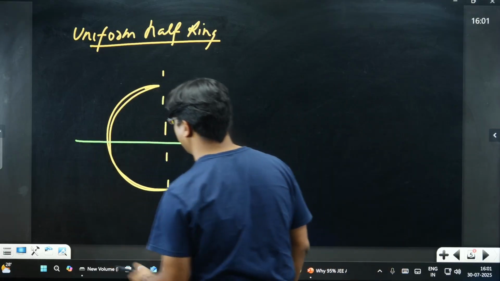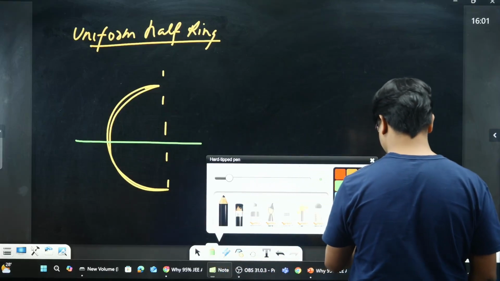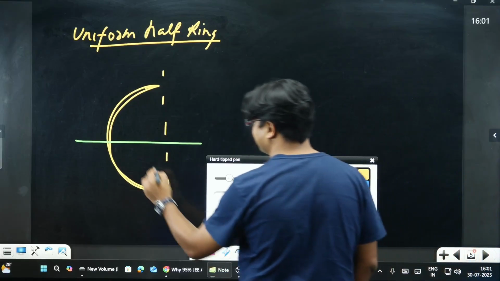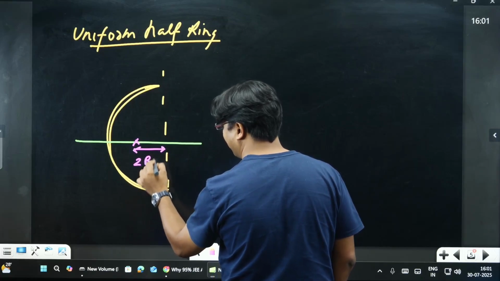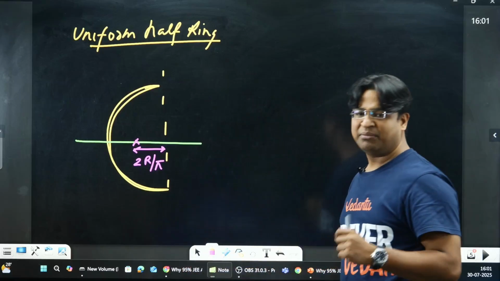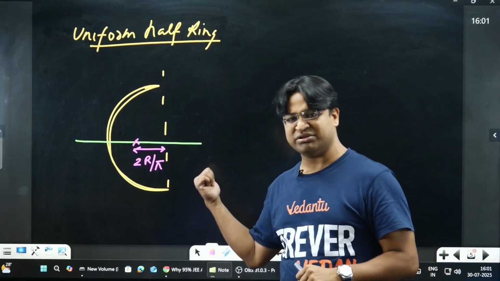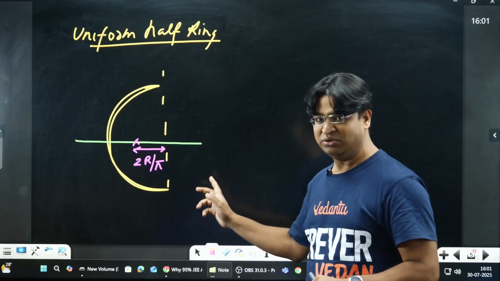So we know that it would lie on this line. And where will it lie on this line? This is something that we discover from integration, that this distance would be 2r by pi. So you learned this by integration methods. Okay, so this result you should be knowing it by now.